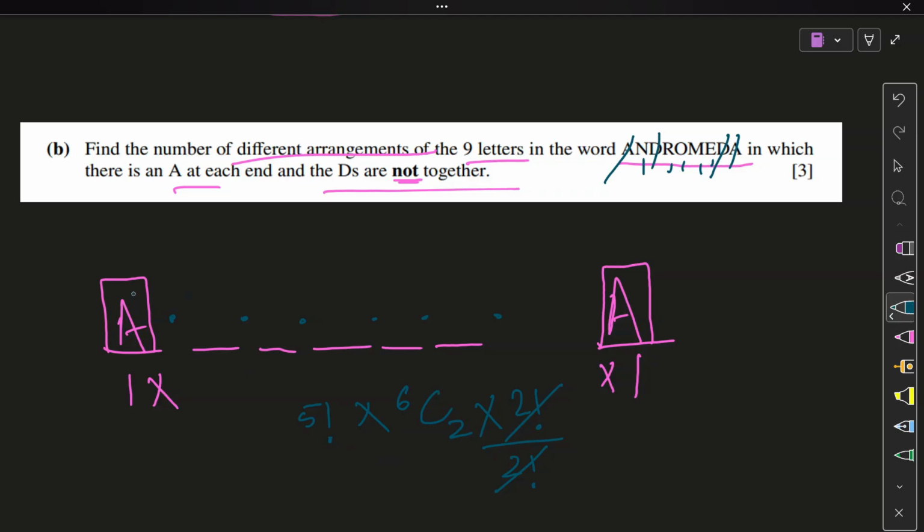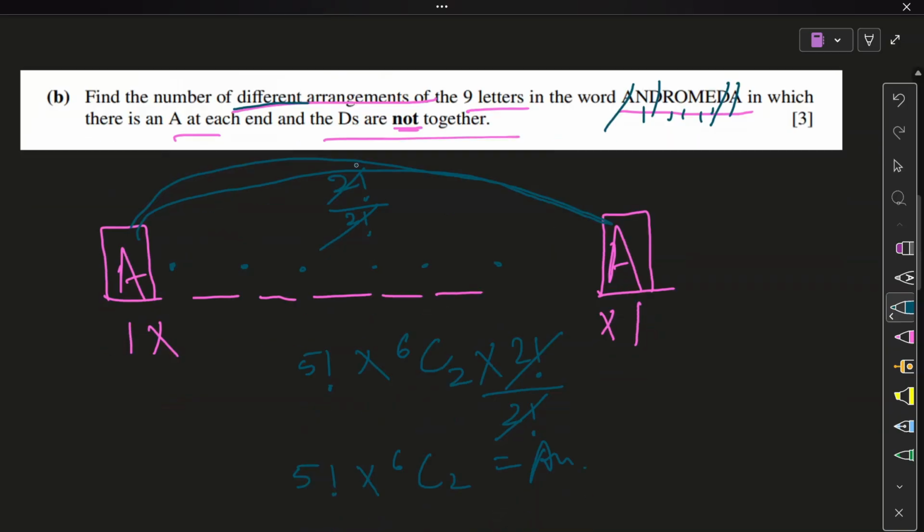And by the way, any questions on why these 2 A's are not being moved around? Because if I go for 2 factorial, they will form the same arrangement, and I'm supposed to give different arrangements. That's just going to be divided by 2 factorial, so it cancels out. So your final answer is going to be 5 factorial into 6C2. Easy. See, this is how I'm supposed to use the universal separation method again and again.